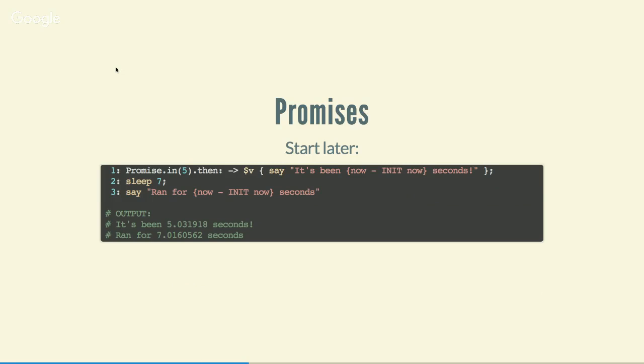If you want your promise to start later, you can use the in method that takes a number of seconds that it has to wait. In this case, we're actually using the Promise type itself instead of special keywords. And then the in method returns a new promise, and I'm calling the then method on it. It takes a block that we want to run. And from the output, you can see it waited for 5 seconds, then ran that block that we gave to the promise, and after 7 seconds, it printed the second message.